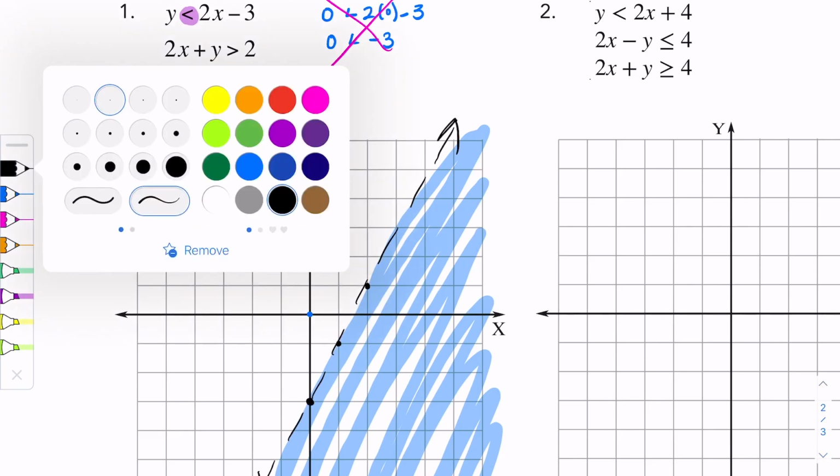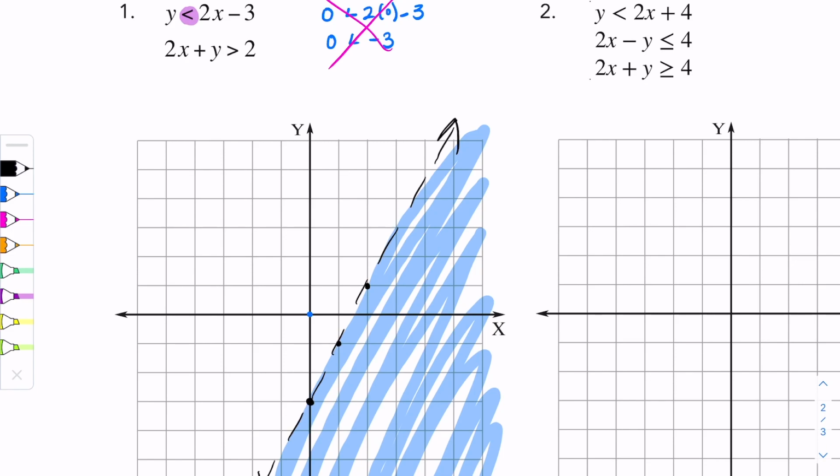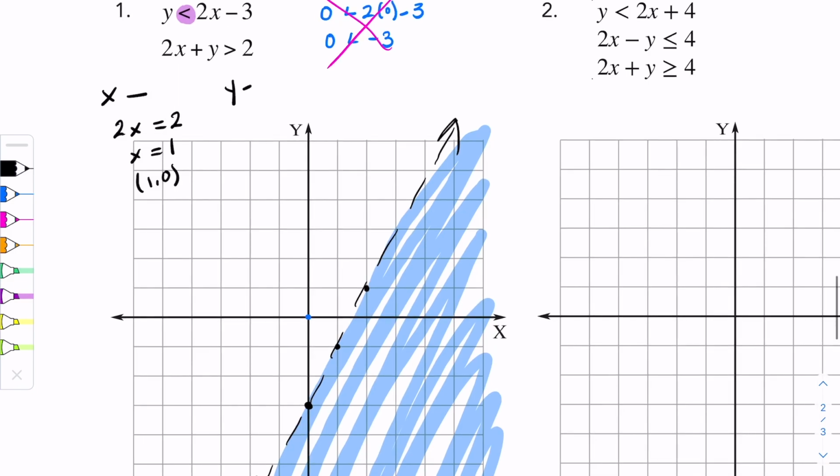Number 2 is, I should say the second equation is in standard form. So to find the x-intercept, you set y equal to 0. That's going to give us 2x equals 2, or x equals 1. (1, 0) is our point. And for the y-intercept, we set x equal to 0, giving us y equals 2, or having a point at (0, 2).